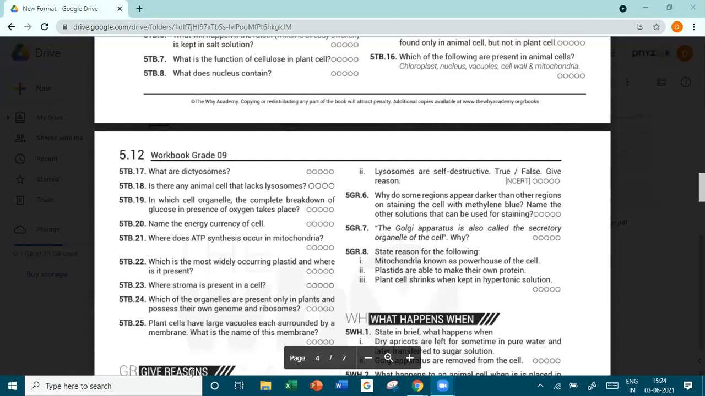This question is another one which you might not be aware of. The 25th one. Plant cells have large vacuoles, each surrounded by a membrane. What is the name of this membrane? So basically the vacuoles have a membrane, right? When we were talking of vacuoles, I had spoken about this membrane. So they are asking you the name of this membrane. Anybody remembers?